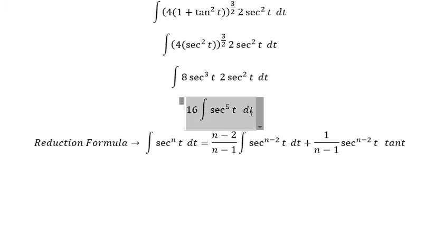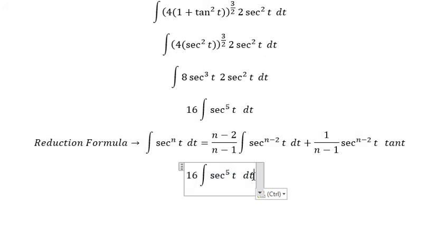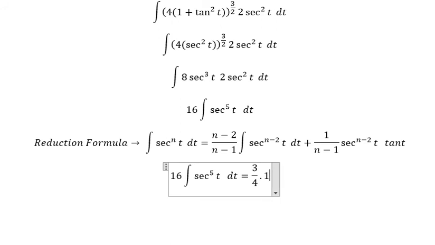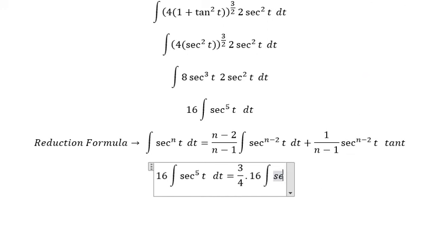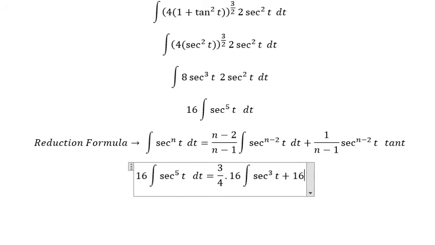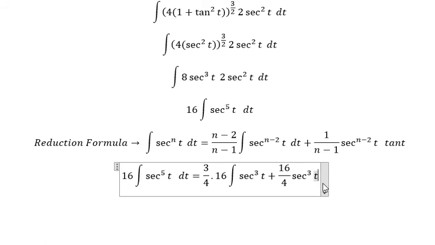So we got this one, and n is number 5, so 5 minus 2, you get 3, 3 over 4, multiplied with number 16, because we have number 16 in here, and we have the integral of secant of t to the power of 3, plus number 16 over 4 secant of t to the power of 3 tan t.